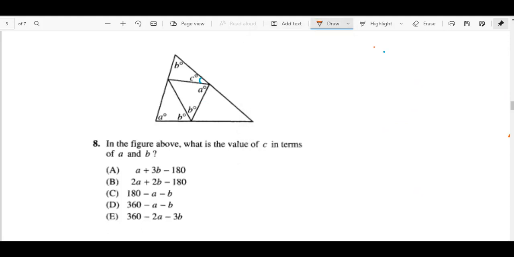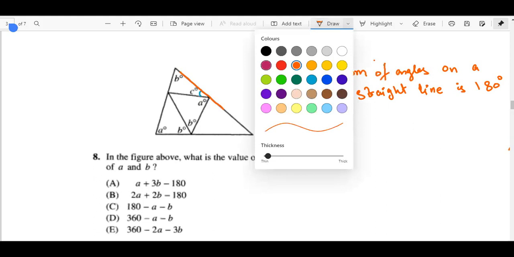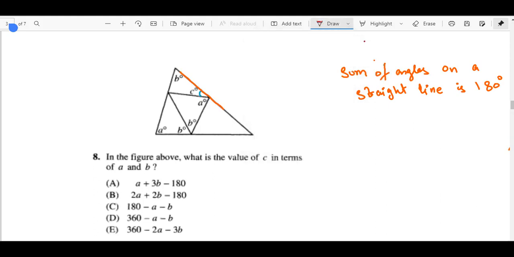All right. So now, if we think of this question, apparently it looks very easy because this line right here is a straight line. And we know that the sum of angles on a straight line is 180 degrees. So this orange line is basically a straight line. So the sum of angles on this orange line would be 180.